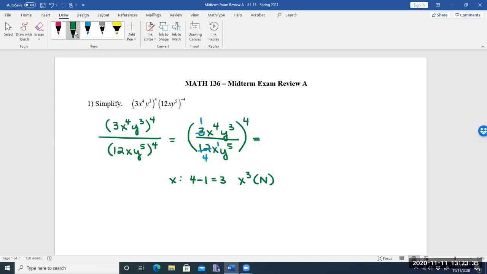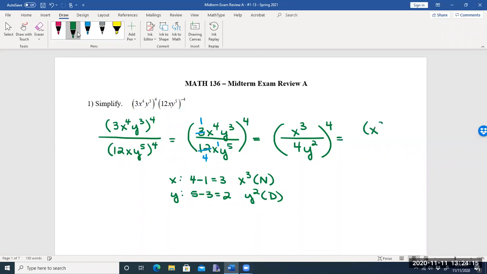I always take big exponent minus small exponent, and then I put it where the larger exponent started. So for the y variable, I'm going to do 5 minus 3, which is 2. So I'm going to have a y squared, and it's going to be in the denominator because you had a y to the fifth down there. All right, so let's show my reduced fraction here. I've got an x to the third up in the numerator, and then a 4y squared in the denominator.